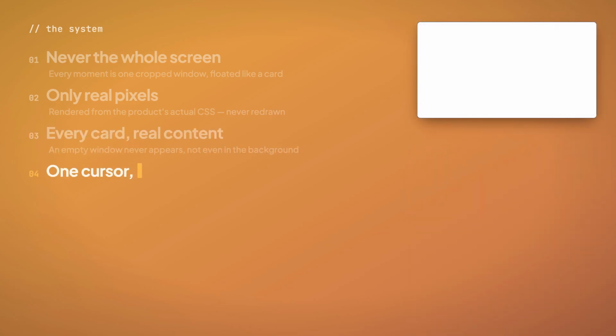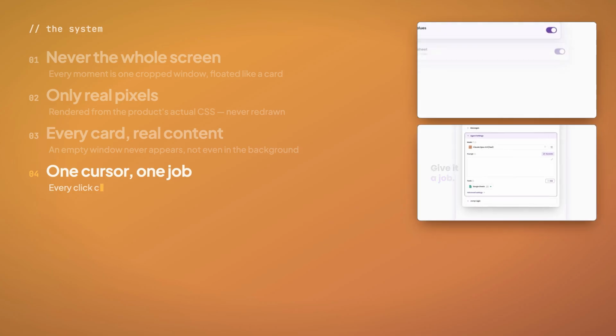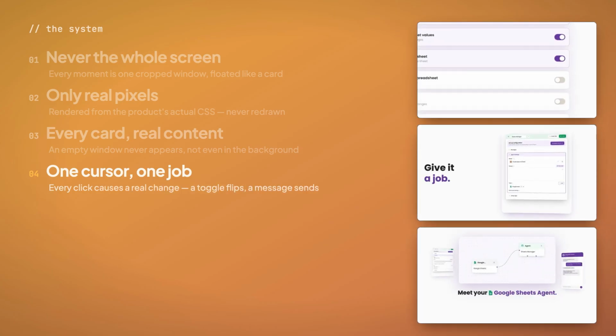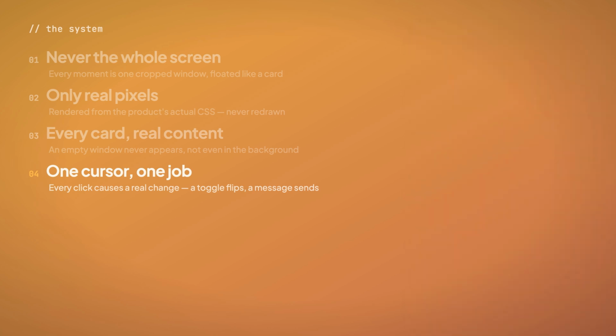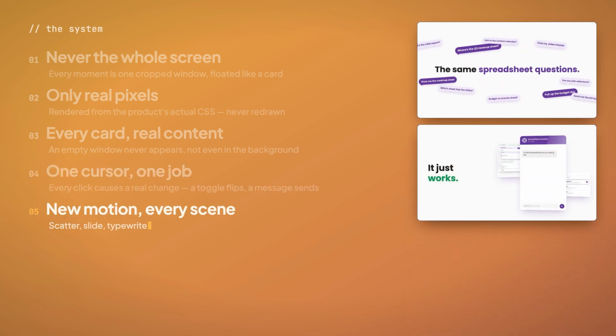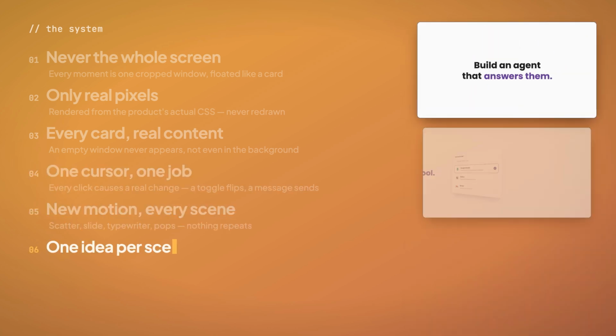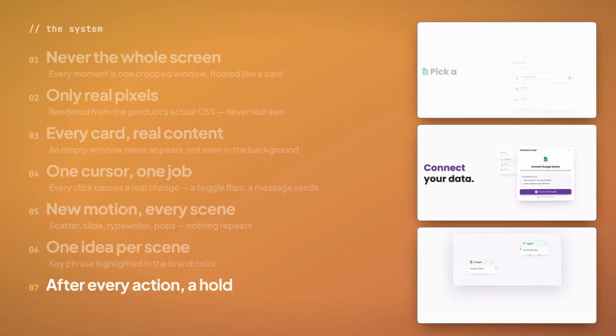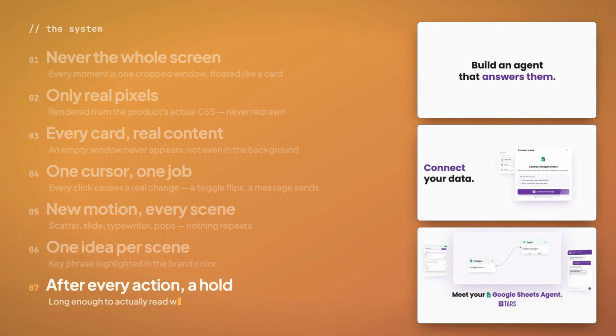One cursor and it only shows up to do something. Every click causes a real change. A toggle flips or a message sends, so the cursor tells the story as it moves across the windows. A different motion for every scene. Nothing repeats. One idea per scene, key phrase highlighted in the brand color. And after every action, a hold, long enough so you can actually read what just happened.